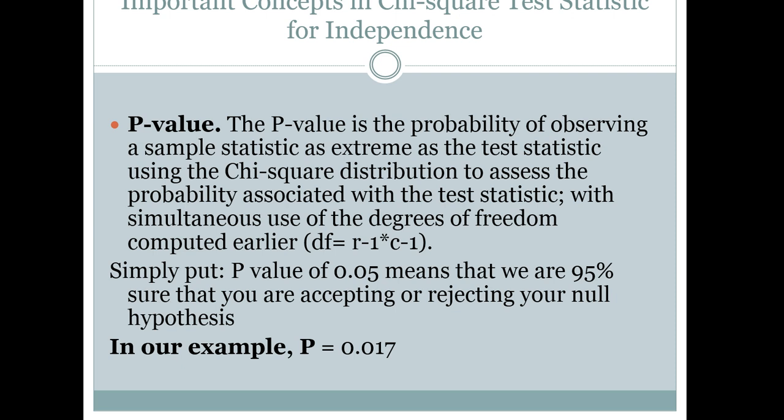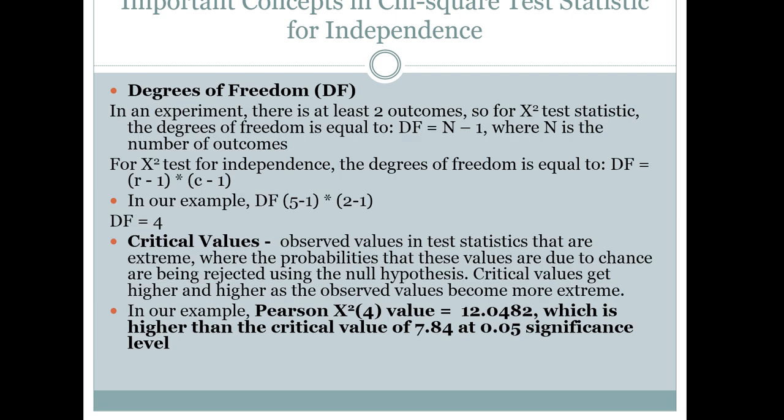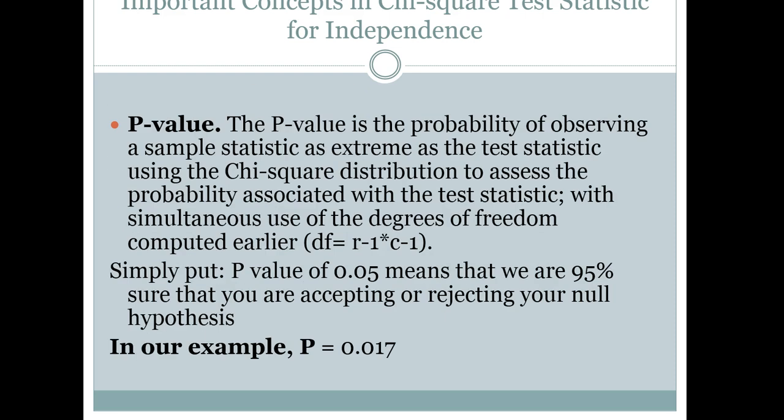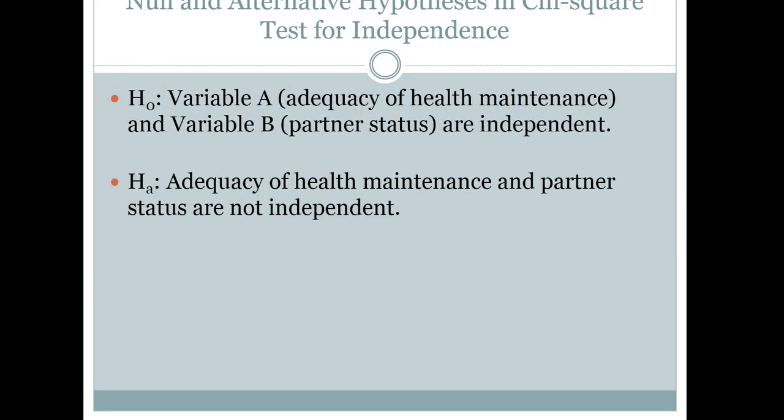Now, in our example, with our chi-square statistic of 12.0482, we get a critical value of 7.84 at 0.05 significance. Now, in our example, our p-value was 0.017, and I'm going to show that to you again right here.